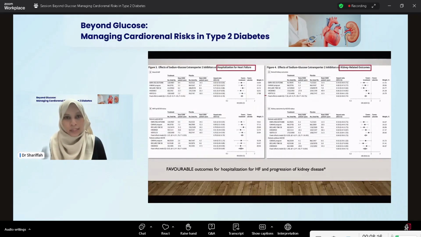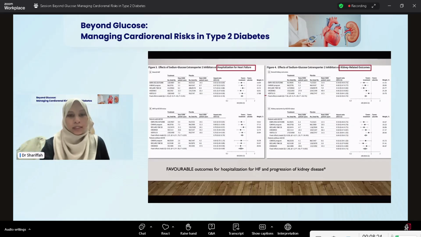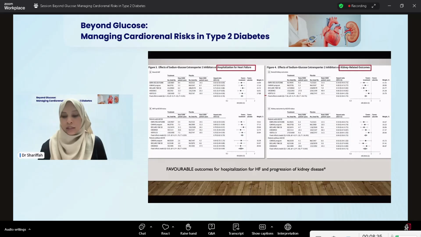If we look more closely at hospitalization for heart failure and kidney-related outcomes or kidney progression, you can see that the overall pooled estimate is a lot more to the left of the line. That means the hazard ratio is a lot lower, so the risk reduction is a lot greater and very consistent across all the trials. It's very favorable, specifically for hospitalization for heart failure and for reducing kidney progression. So this is really good for our patients, not just for lowering glucose, but also for protection in terms of long-term risk management.